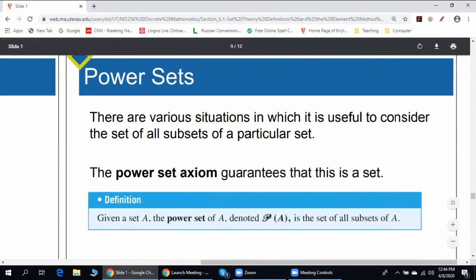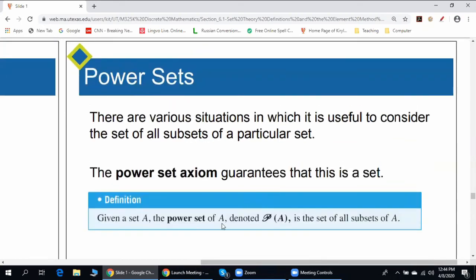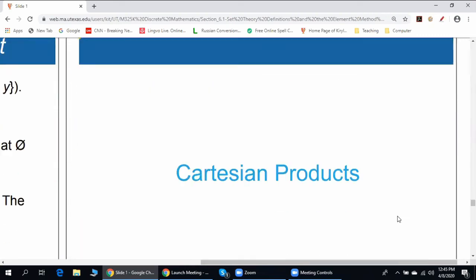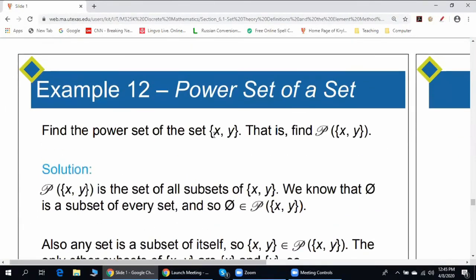Next, what are power sets? We start with a set A. By power set, we mean the set of all subsets of A. Here's an example. Suppose A is the following set, X, Y. A consists of just two elements, X and Y.